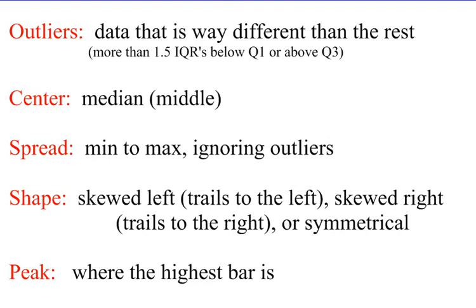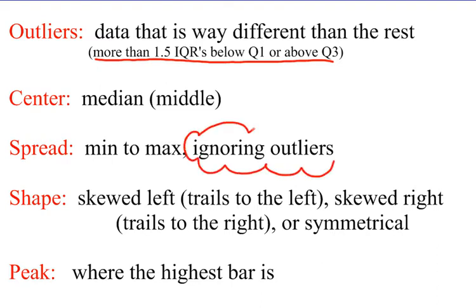Until we talk about those formally, we're going to kind of guess outliers. But the rule is right here. So if you happen to remember that rule from doing this before, feel free to apply it. But we will study that when we study our 5-number summary. The center is the median, which is the middle number, not to be confused with mean, which is the average, or mode, which is the number that occurs most often. So it's our number in the middle. The spread is our minimum to maximum, and we ignore outliers. So if we find an outlier, we do not count that as part of our spread.